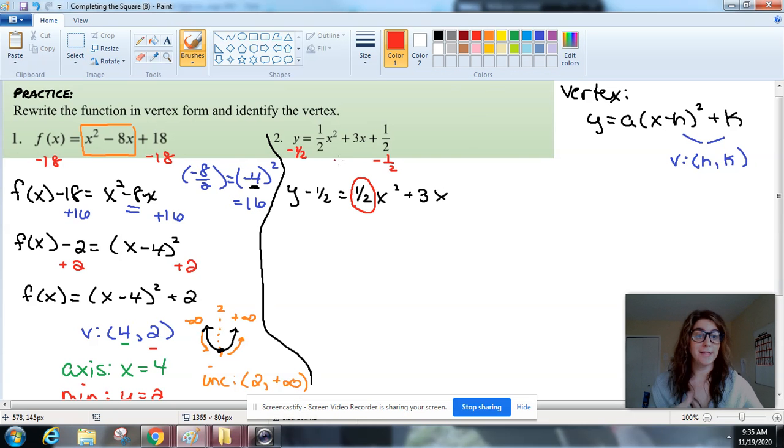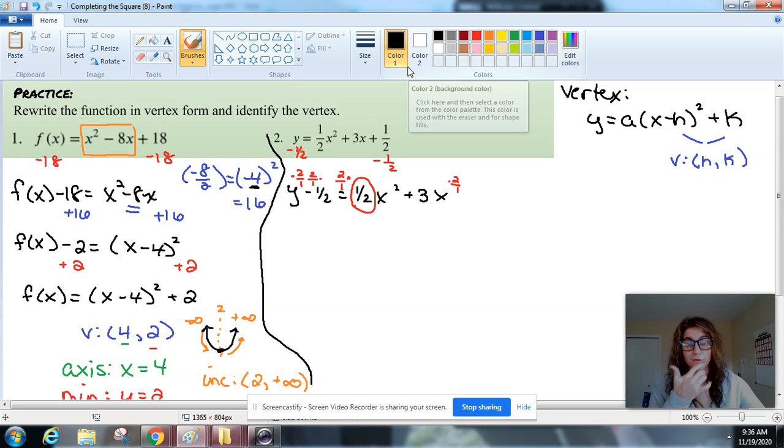Easiest way, yes, you can divide everything by a half. You're fine by doing that. It's not going to change anything. But anytime you have a fraction, remember you can multiply by the reciprocal, which may make life a little bit easier. So I'm going to multiply everything by 2/1. Everything. Just like we divided everything before in the previous problems.